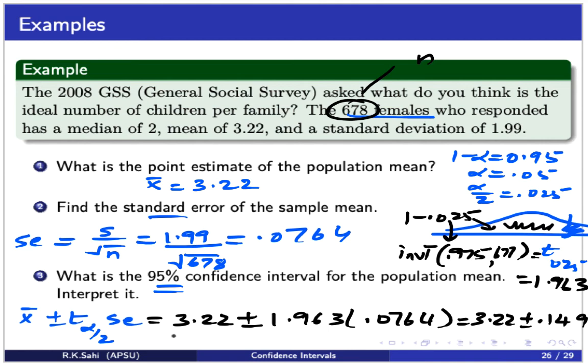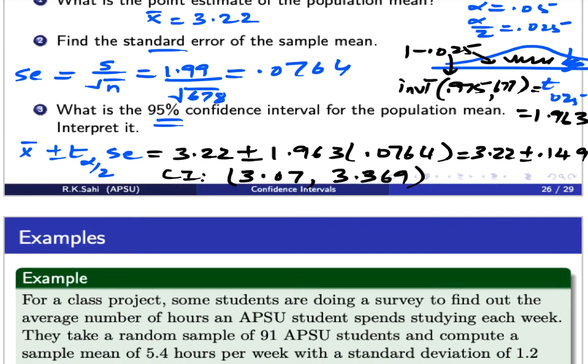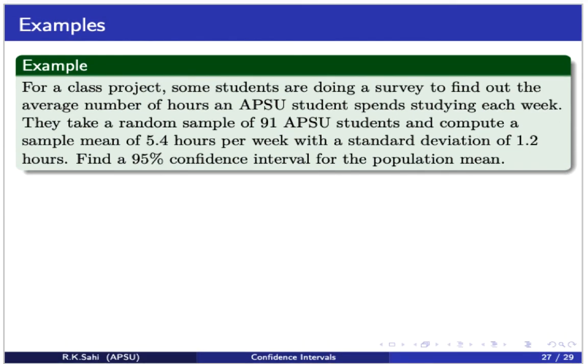So what is our confidence interval? You subtract and add 0.149 to 3.22. You get it to be 3.07 and 3.369. Okay guys, so that means we are 95% confident that the population mean will be between these two values of the confidence interval, 3.07 and 3.369. Let's go ahead and do more of these problems.